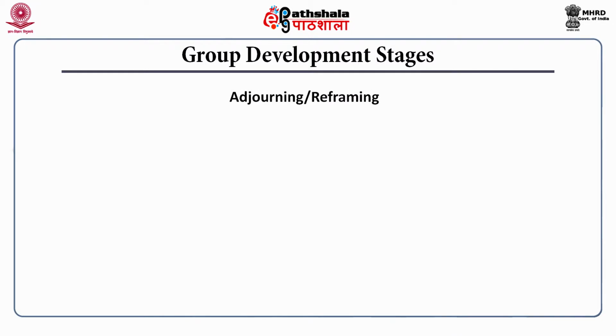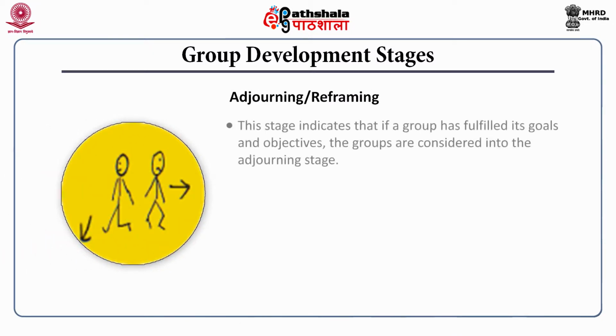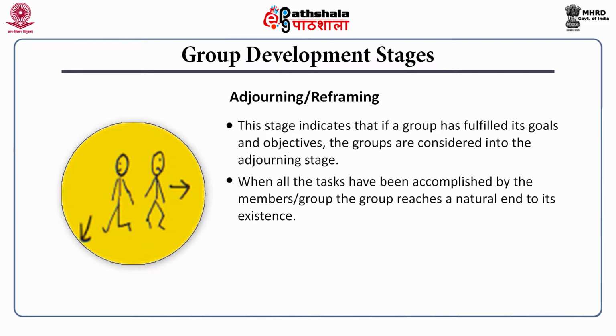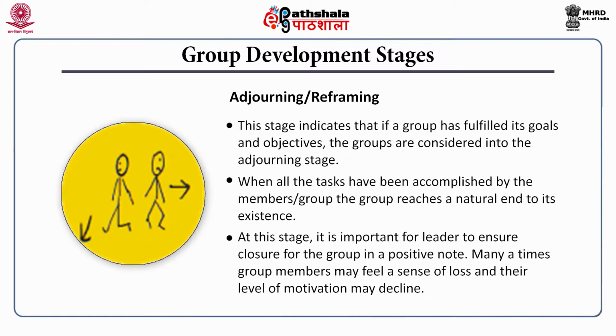Then adjourning and reframing. This stage indicates that if a group has fulfilled its goal and objectives, the group is considered to be adjourning. They are about to stop. When all the tasks have been accomplished by the members, the group reaches a natural end to its existence. At this stage, it is important for the leader to ensure closure for the group on a positive note.